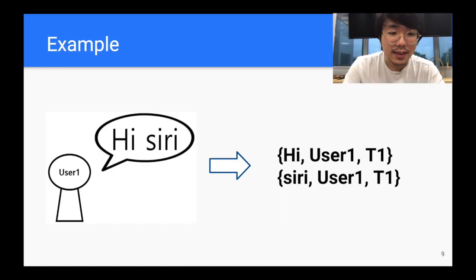Let's see how dialogue data is represented in this model. As stated in the previous slide, dialogue, like knowledge, is treated as a triple. All utterances are split into words and then converted into a triple as seen here.